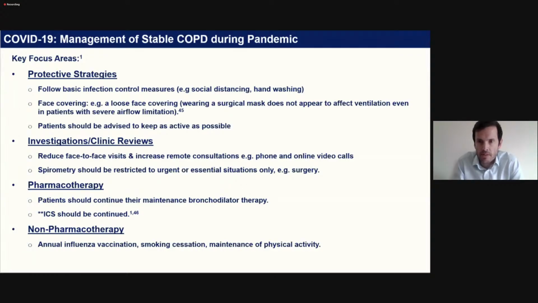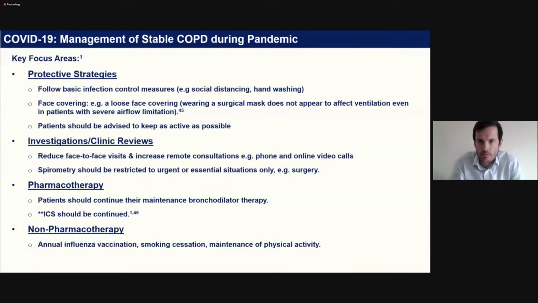As discussed earlier in the presentation, we know that inhaled corticosteroids should be used in patients at risk of exacerbations, but I also showed that ICS therapies are associated with an increased risk of pneumonia. Therefore, should ICS therapies be used during the pandemic? The answer would appear to be yes, as there is no conclusive evidence to suggest that ICS reduces or increases the risk of COVID pneumonia.